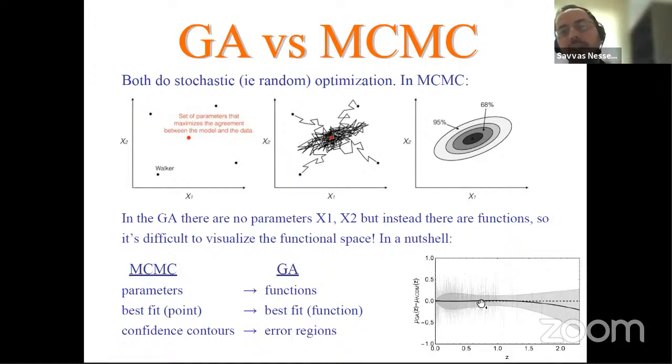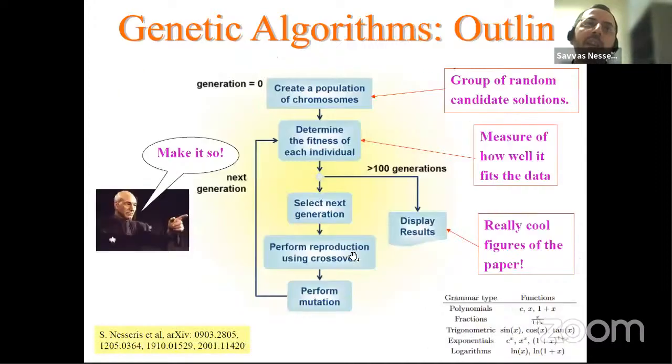And the best fit is the solid black line, and you can see it fits quite well with the data with respect to lambda CDM. And of course, in the MCMC, you get confidence contours. Here you get the error region, so this is the gray shaded region. This is your 1 sigma errors. Okay. Now, how do they work exactly?